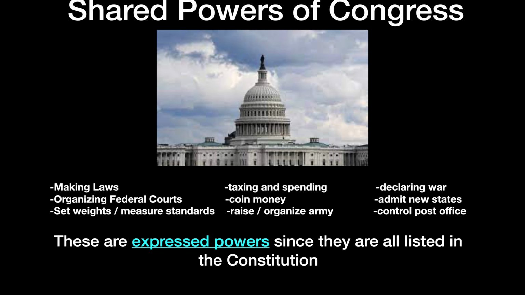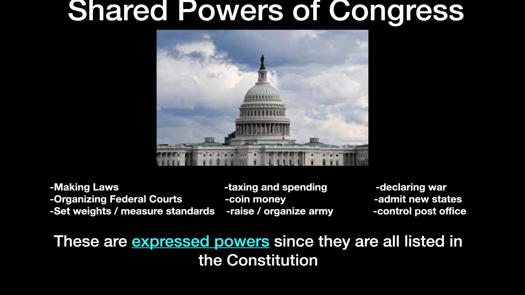Setting weights and measure standards. So the reason why we use the English system of pounds and inches and miles as opposed to kilometers and kilograms and meters is because Congress has kept us on that English system. Not many still do the English system. Most of the world is metric, but we've stuck around to the English system. If we ever change, Congress will have to change it.